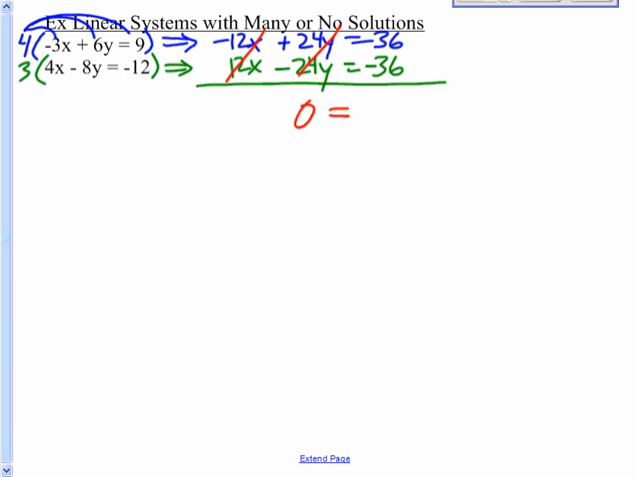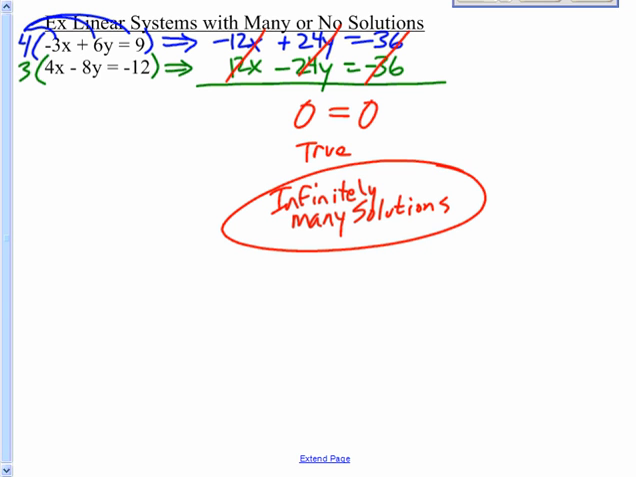So what am I left with on the left-hand side? I just have 0. And then I have 36 minus 36. Guess what? That's 0. Does 0 really equal 0? I say, you bet it does. True. Infinitely many solutions. These things are the exact same line. So they cross at infinitely many points.